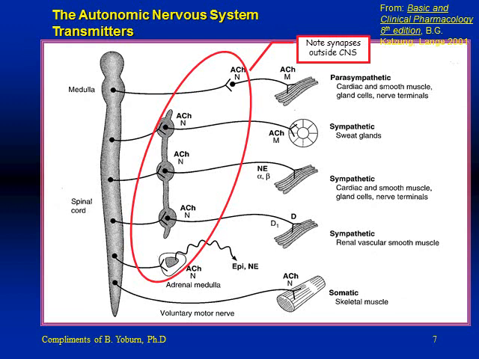And the receptor that's present on the postganglionic cell, the receptor on the surface of the cell which will extend its axon into an effector tissue, is the nicotinic acetylcholine receptor. Do you remember what kind of receptor that was? Was that a G protein coupled receptor? No. It was a ligand-gated ion channel.